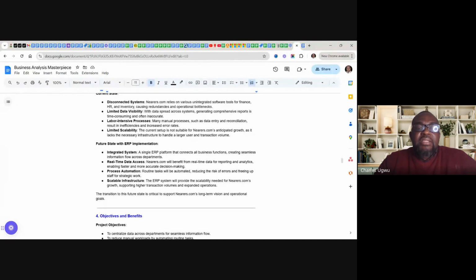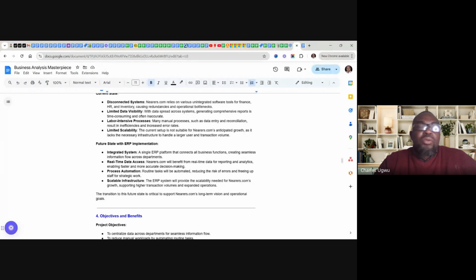Then real-time data access. Nearas.com will benefit from real-time data for reporting and analytics, enabling faster and more accurate decision-making. Process automation. Routine tasks will be automated. Most of the things we do routinely, manually, need to be automated, reducing the risk of error and freeing up staff to do other strategic work.